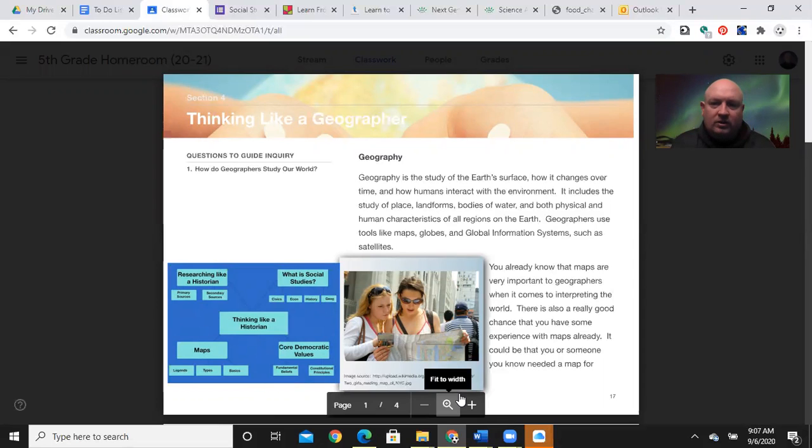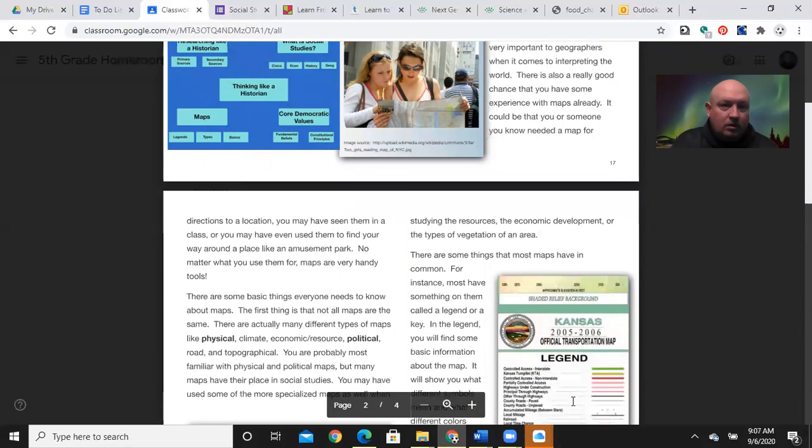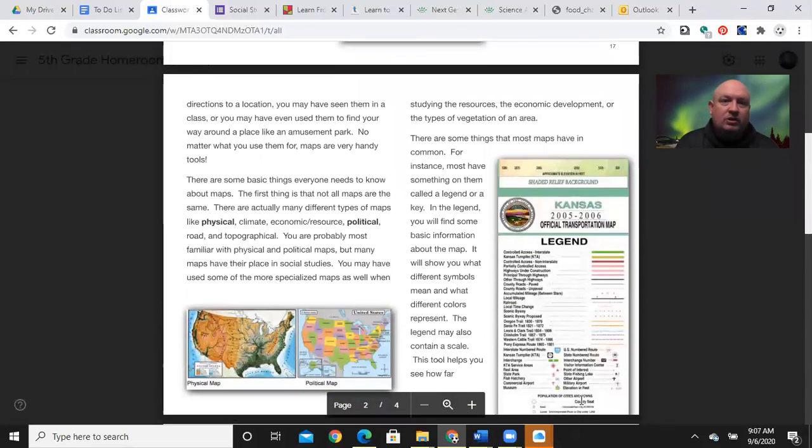There is also a really good chance that you have some experience with maps already. It could be that you or someone you know needed a map for directions to a location. You may have seen them in a class, or you may have even used them to find your way around a place like an amusement park. No matter what you use them for, maps are very handy tools.